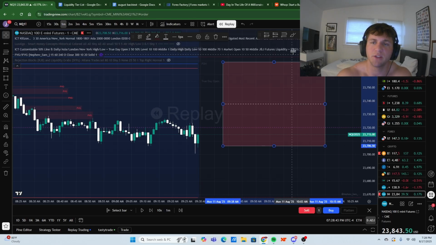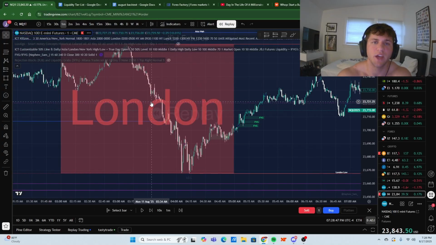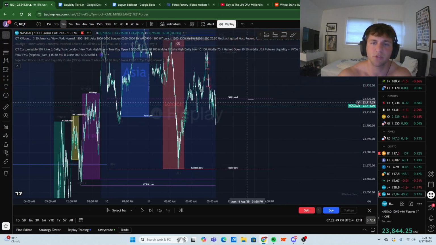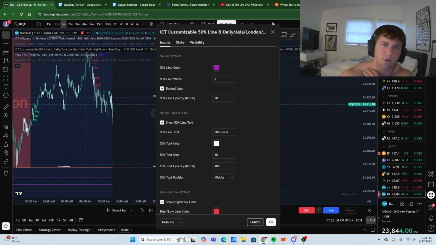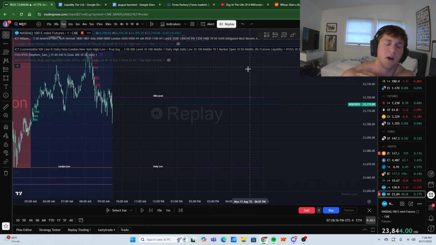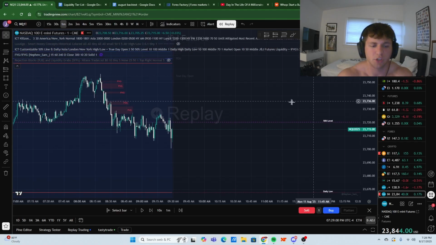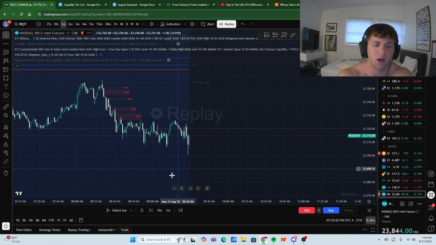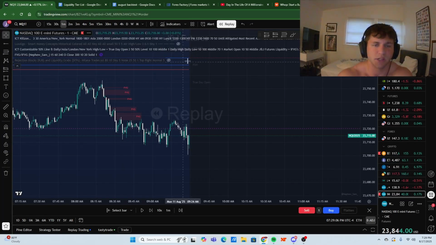The middle would be the 50% level, or the exact middle point of that area. So for example, this is my 50% level. I don't like marking it out, so I use this ICT customizable 50% line indicator. It's just the middle of the range, because it goes into that premium and discount concept. If you're shorting in premium, you'll short down at 50% because we might get a continuation long.